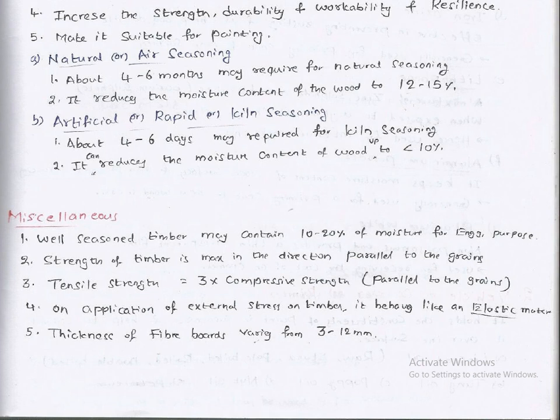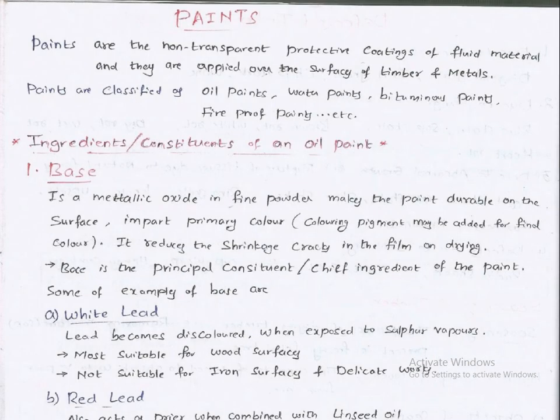Paints are non-transparent protective coatings of fluid materials, and they are applied over the surface of timber materials. Paints are classified as oil paints, water paints, bituminous paints, fireproof paints, etc. Ingredients, constituents of oil paint: base.